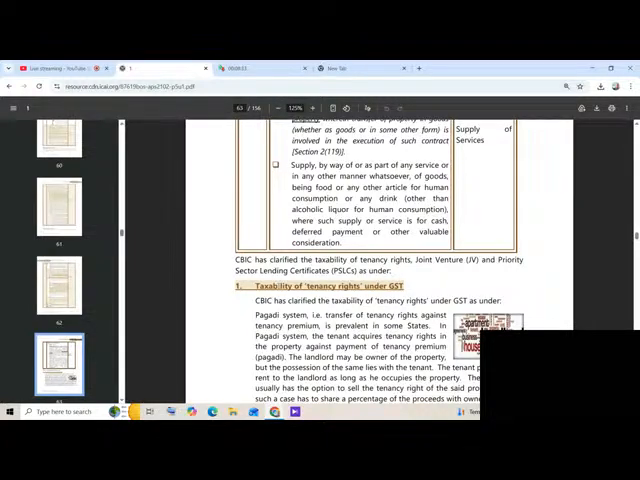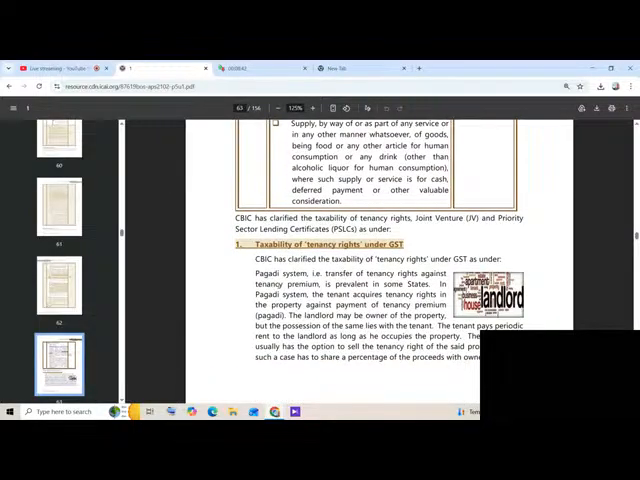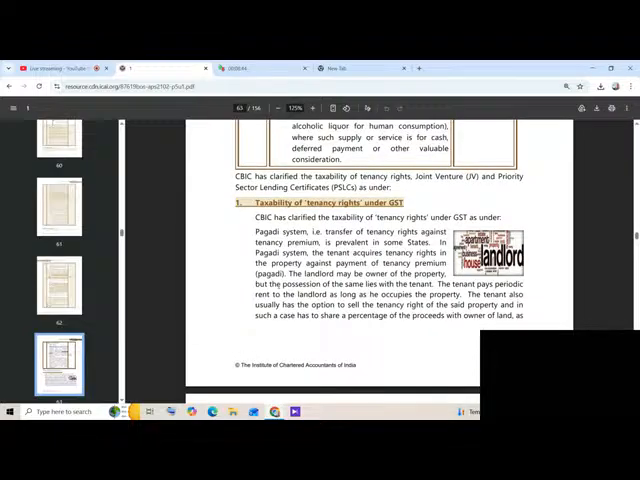CBIC has clarified the taxability of tenancy rights, joint venture, and priority sector lending certificates as under. Taxability of tenancy rights under GST. Pagari system, that is, transfer of tenancy rights against tenancy premium, is prevalent in some states. In Pagari system, the tenant acquires tenancy rights in property against payment of tenancy premium. The landlord may be the owner of the property, but the possession of the same lies with the tenant. The tenant pays periodic rent to the landlord as long as he occupies the property.